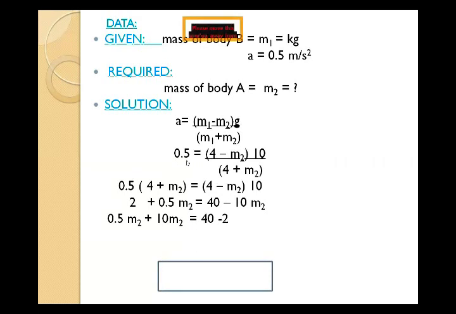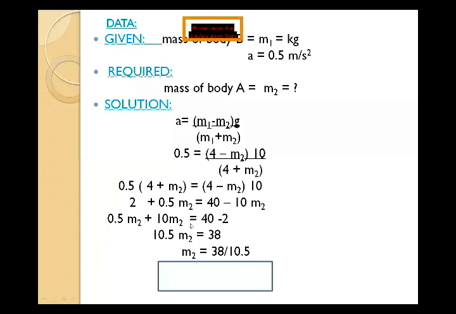So here we don't have any denominator, or we can say that we have 1 as the denominator. So we move it. Now, by putting the values, we multiply 0.5 by 4, it becomes 2, and then again we multiply 0.5 by M2, it becomes 0.5 M2. Now 4 is multiplied by 10 and it becomes 40, minus M2 multiplied by 10, 10 M2.